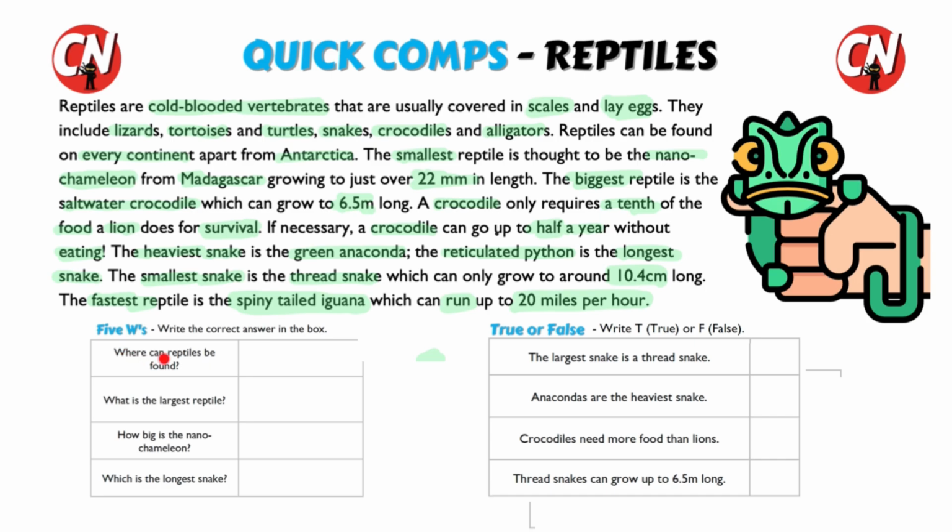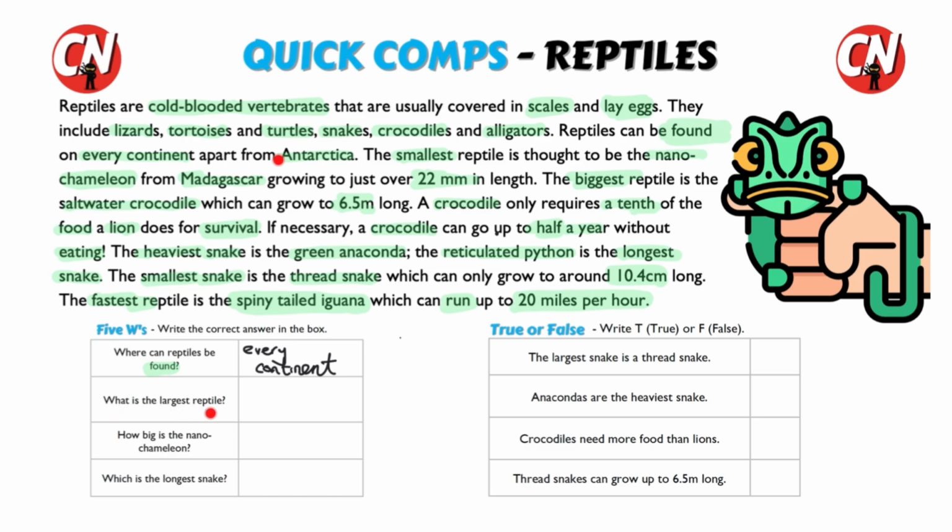So where can reptiles be found? The key information, we didn't highlight this one, but that's fine. We've got where can reptiles be found, and over here we've also got found. Reptiles can be found on every continent apart from Antarctica. So the answer is every continent. We can write that in. I'm just going to make the pencil a little bit smaller, because obviously the boxes here are small. So we've got every continent. Now, in your SATs, I should spell this right, continent, you've got a bit more room to write, and you can make it a lot neater.